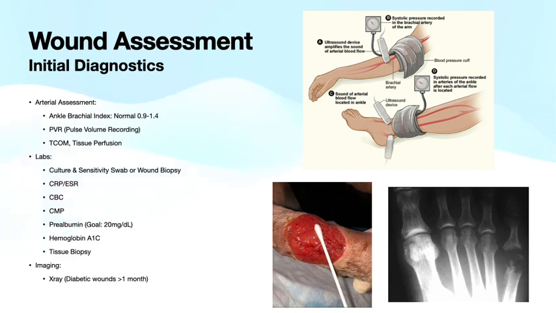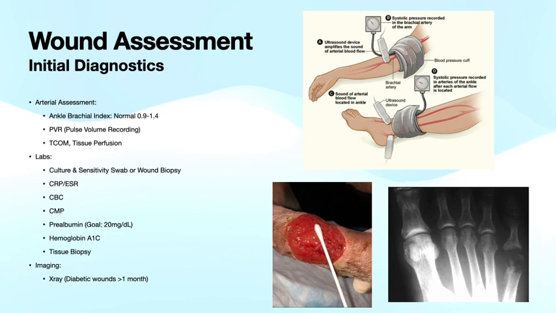CMP, comprehensive metabolic panel, is helpful to get a sense of where their kidney and liver function is at, so that when we prescribe antibiotics, we're not causing any end organ damage from that.